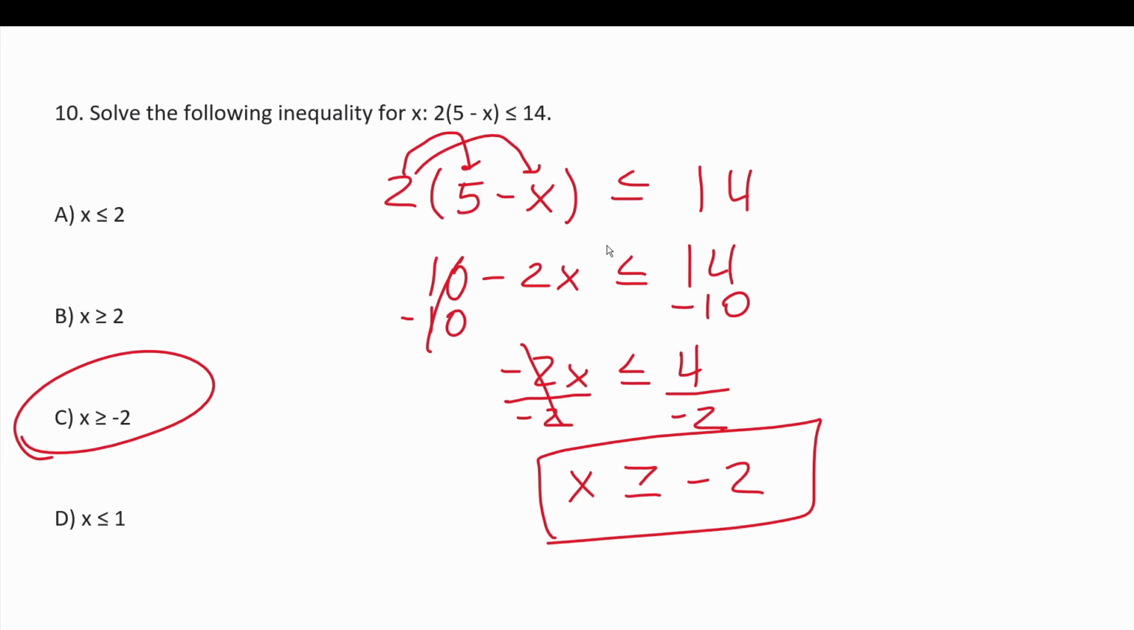Again, if you multiply or divide across the inequality sign by a negative number, that prompts you to flip the direction of its sign. But that said, you can subtract across it all day. All right, so that's that one.